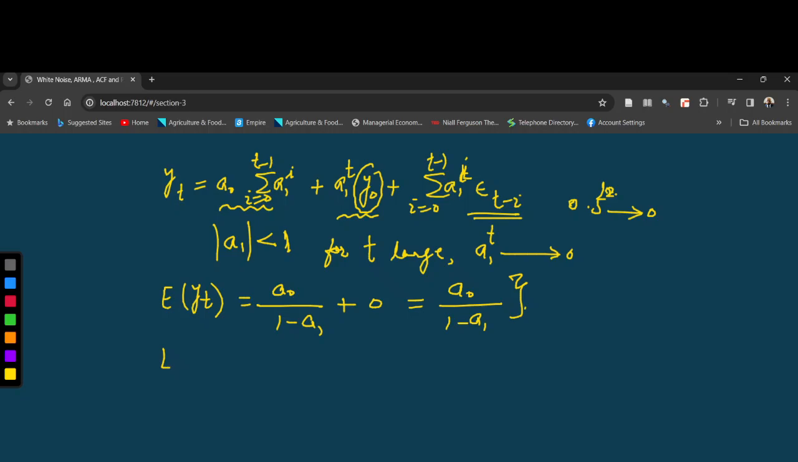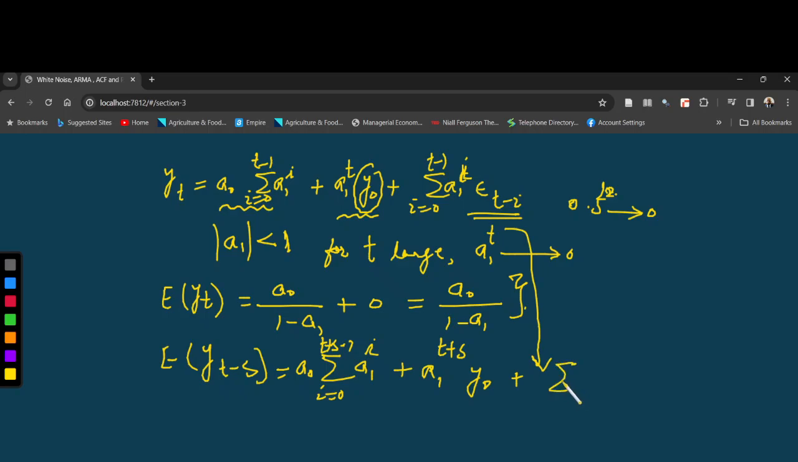Similarly, the expected value of Yt minus s will be the same, except that you have A naught times the sum of A1 raised to power I from 0 to t plus s minus 1, plus A1 raised to power t plus s times Y naught, plus the same term with the summation limit different, t plus s minus 1, and the rest will be the same. So again, its mean will be A naught over 1 minus A1. This is the mean of autoregressive order 1.